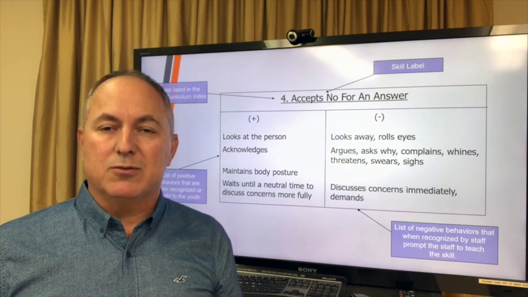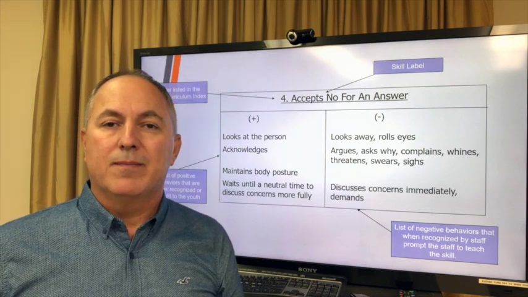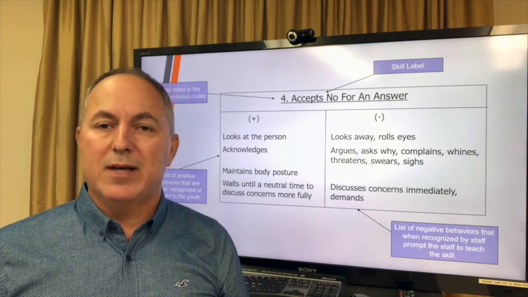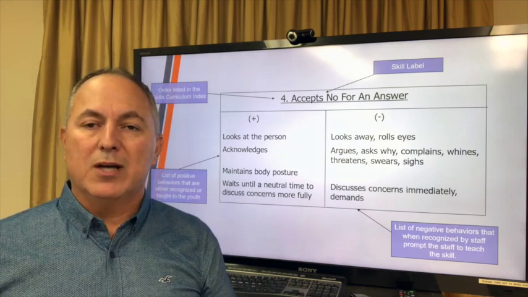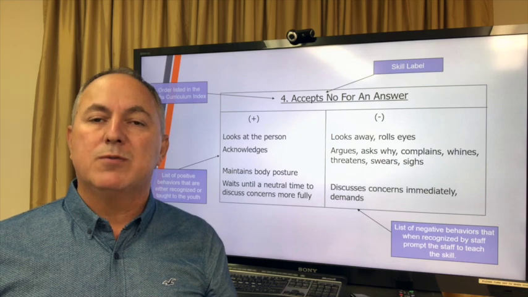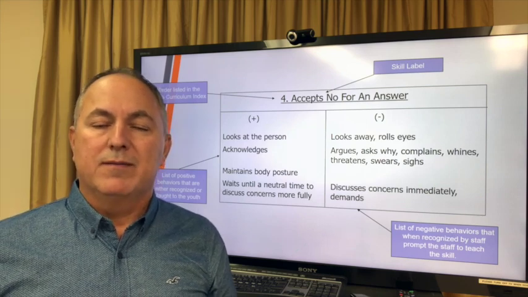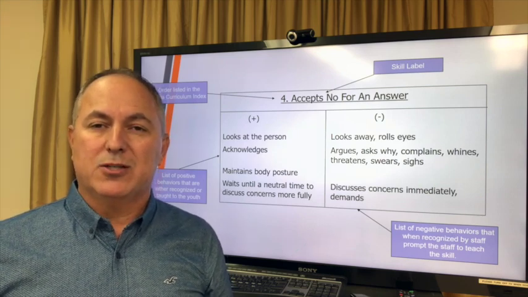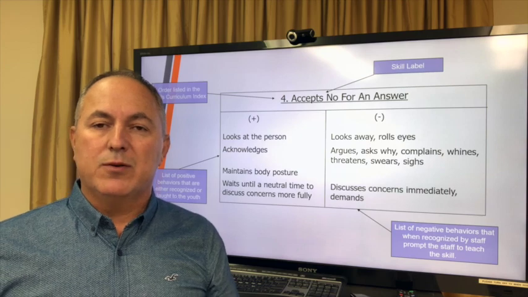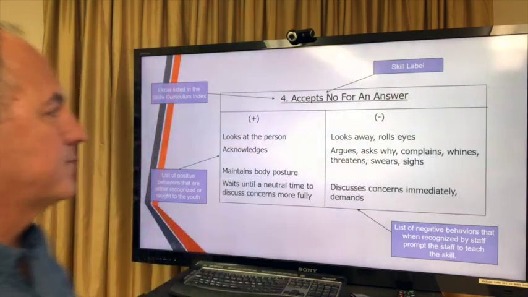So let's review some of the basic skills. There are 10 basic skills as part of our model of care. During core training, you should have memorized the first 5 basic skills, but there are actually 10 basic skills total that you should be familiar with to prepare you for Lighthouse certification. So we're going to review those for you right now.